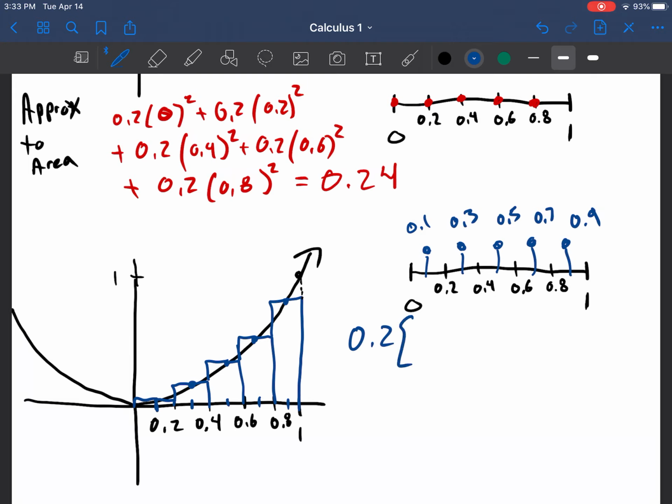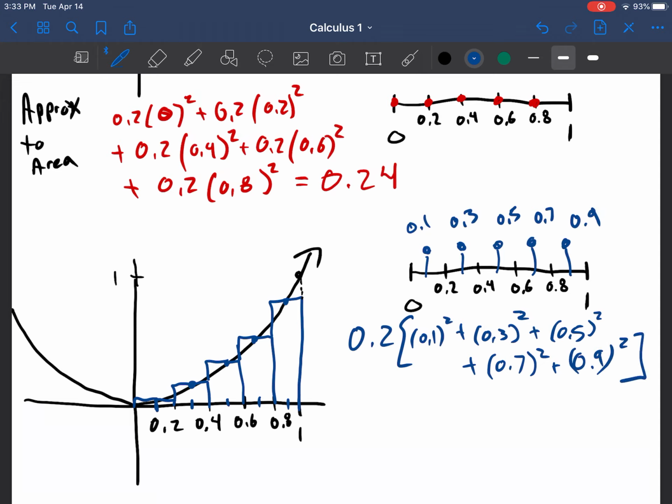And then I'm going to write the sum of the heights of the rectangles. The height of the first rectangle, which would be this one, is what I get when I plug in 0.1 into the function x squared. So I'm going to get 0.1 squared, and then plug in the next midpoint, which would be 0.3 squared, and then plug in all the rest of these: 0.7 squared, and then the last one, 0.9 squared. Okay, so this is now going to give us our approximation to the area.